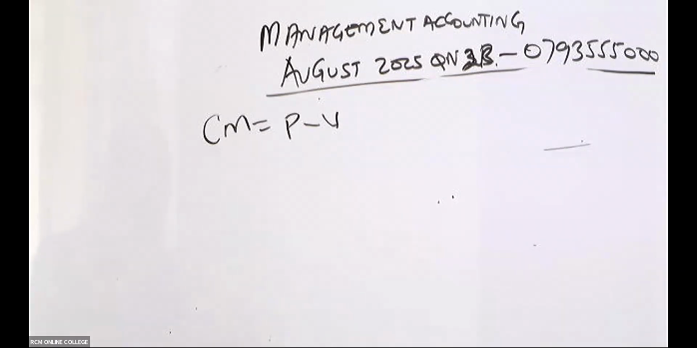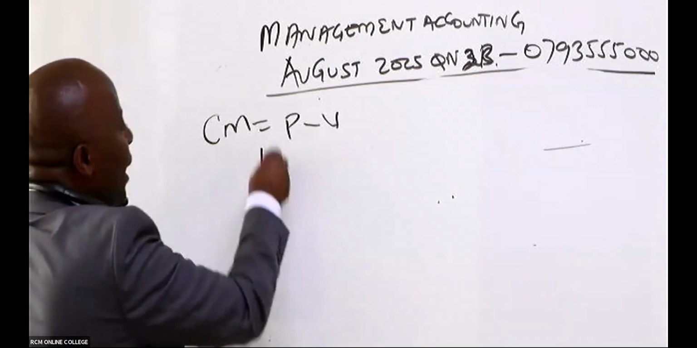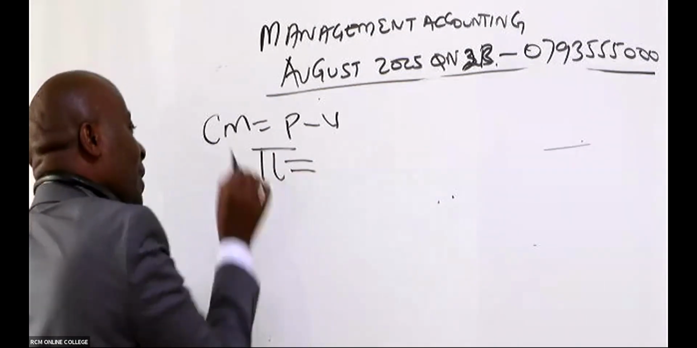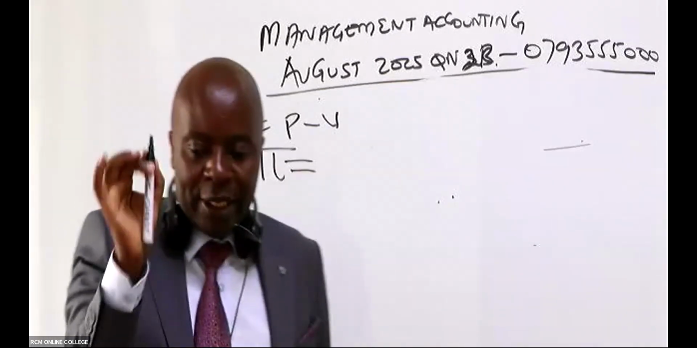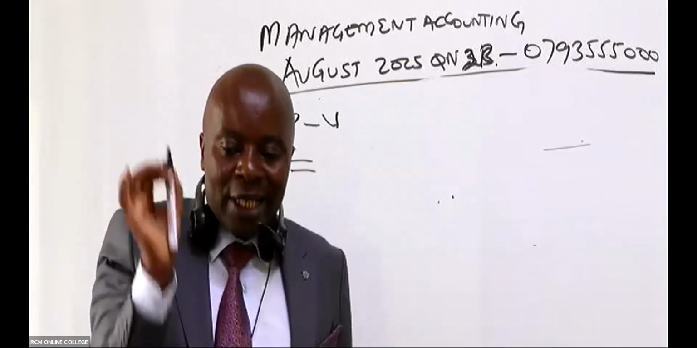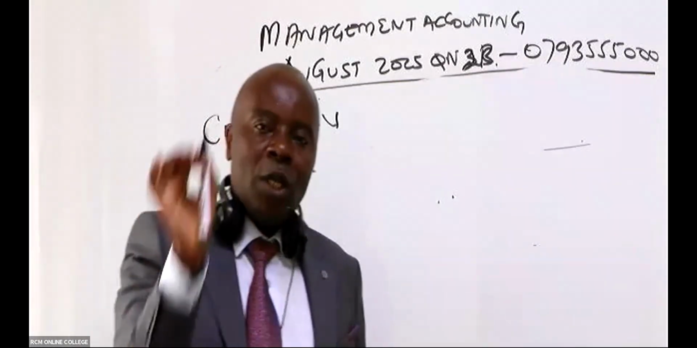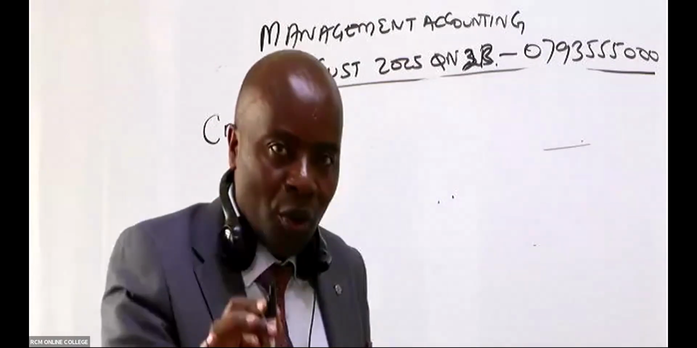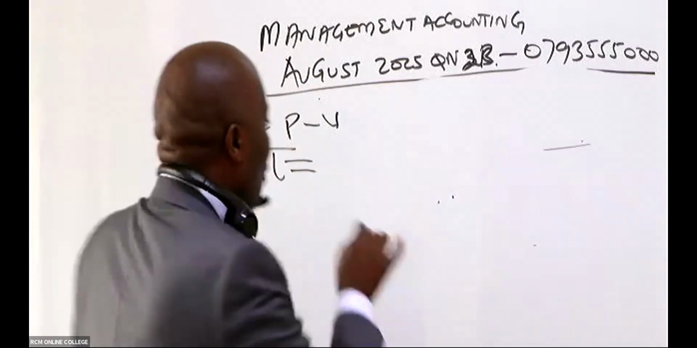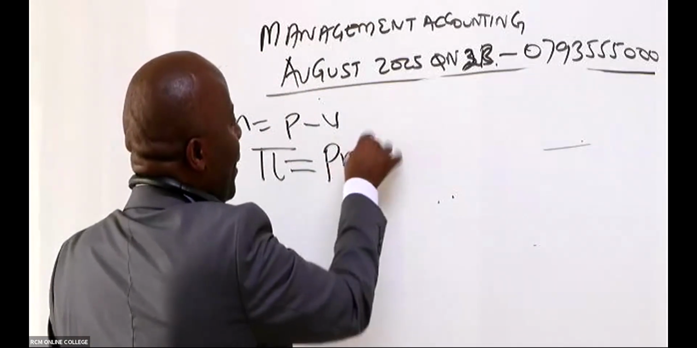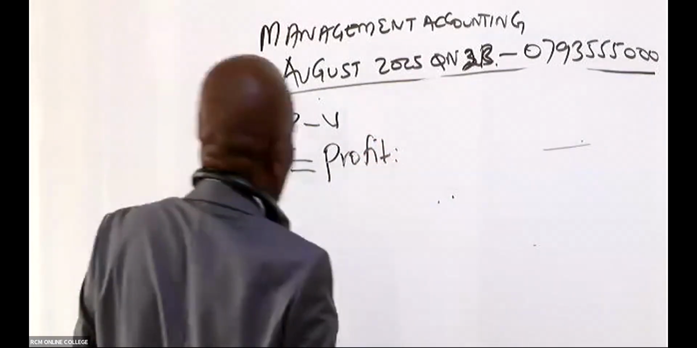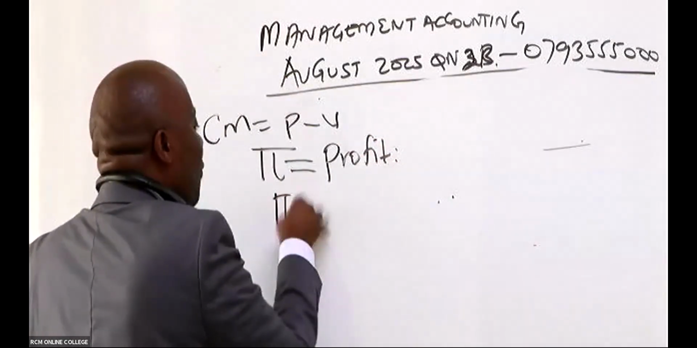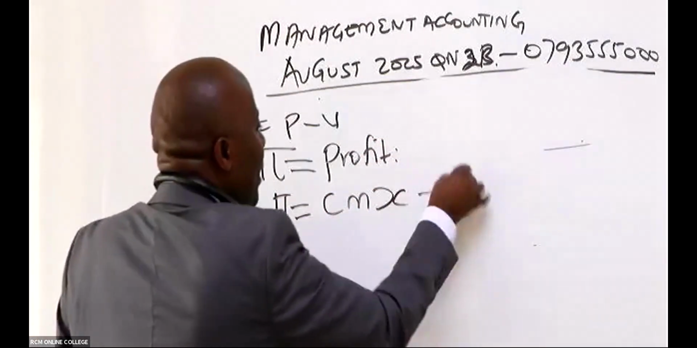Then let me go back to the profit equation. We've just said pi. Pi in this case does not stand for 22/7 that we are used to in high school. No, pi is profit. Whenever you see pi, in this case it gives us the total profit. And this total profit, we've said it is CMX minus F.